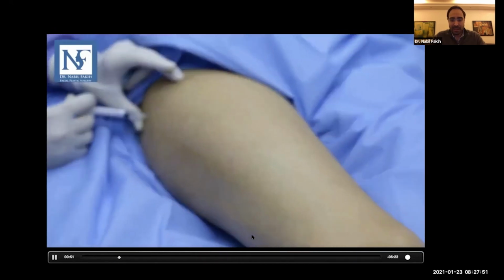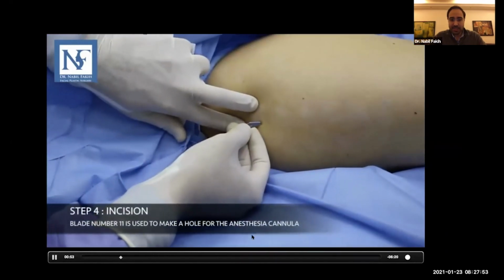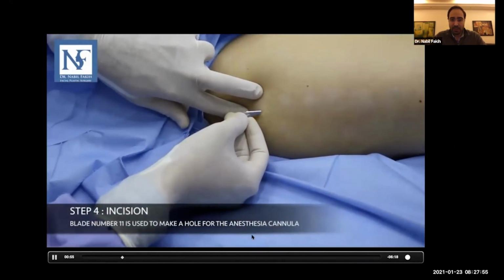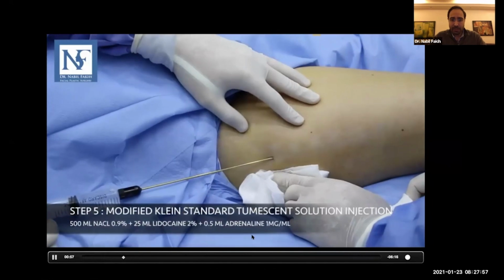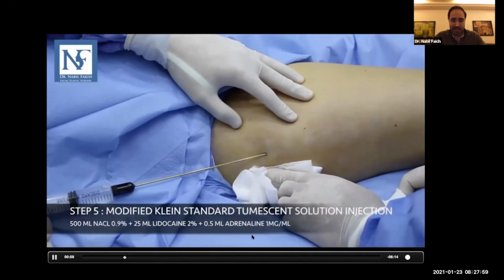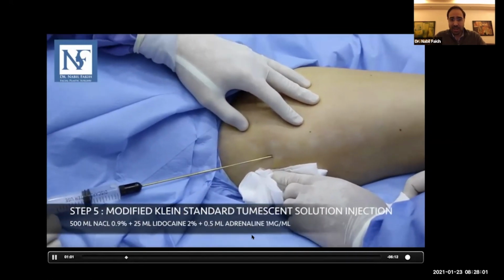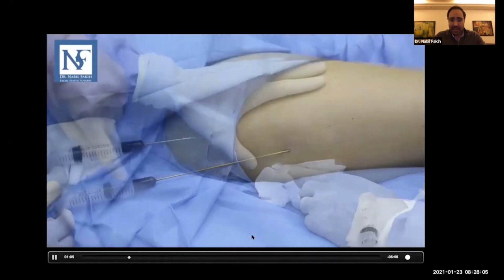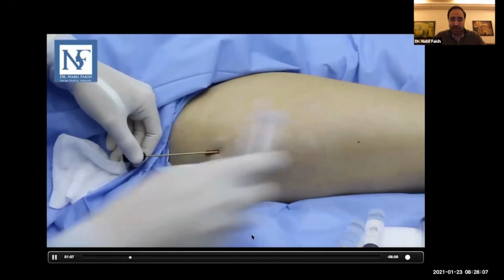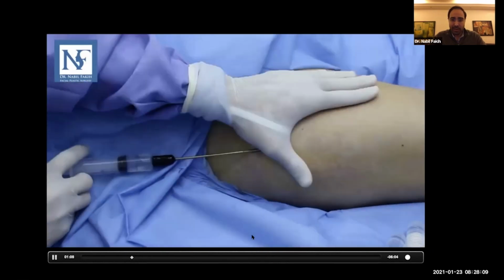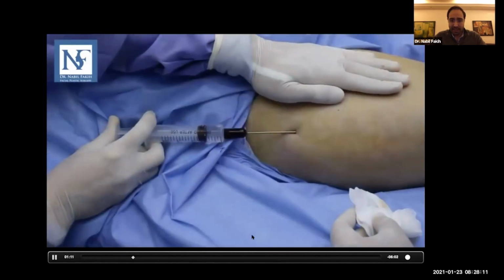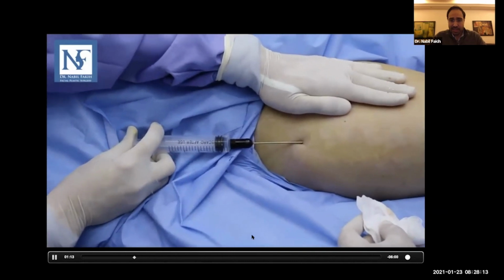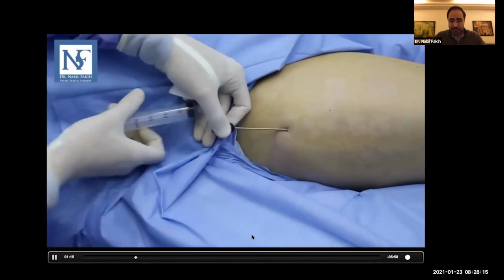The patient feels a bit more comfortable. I put very little. As you know, anesthesia concentration is very important for survival of microfat, but for nanofat, it's not too much necessary. So I start injecting the modified Klein standard tumescent solution, and we inject it so it can numb all the area that we require to harvest the fat. So as you see, we're injecting inside for harvesting.